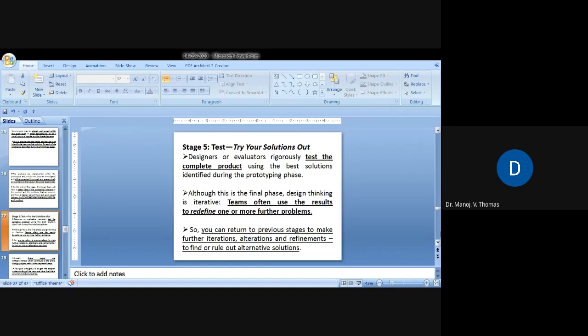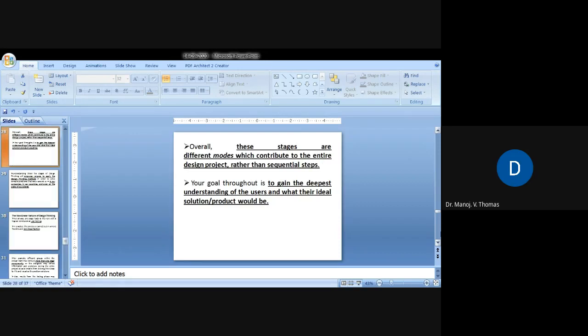That is why the overall design thinking process is iterative. So you can return to previous stages to make further iterations, because after testing you found out that one feature is not working. So what should you do? That was a misconception that we had. That was a wrong idea. That was a wrong selection of algorithm, wrong selection of platform, wrong selection of tool. What should we do? Go back to the previous stages and redefine, modify, alter and refine to roll out alternative solutions. These things are possible in the design thinking approach.